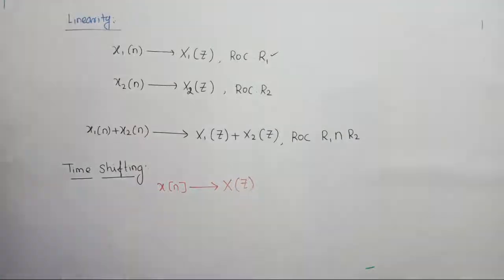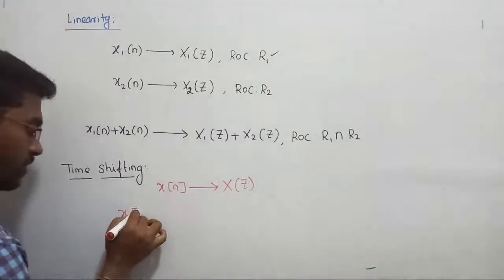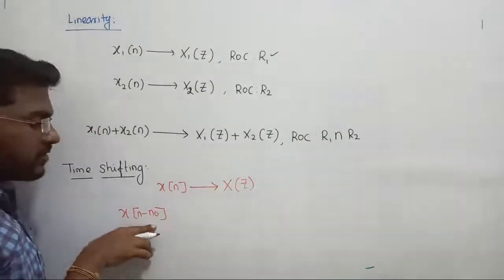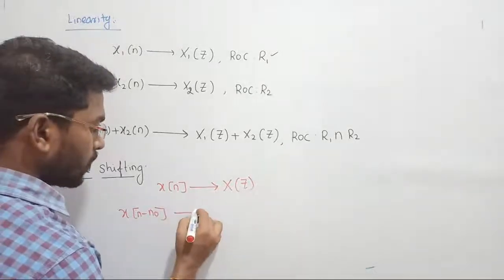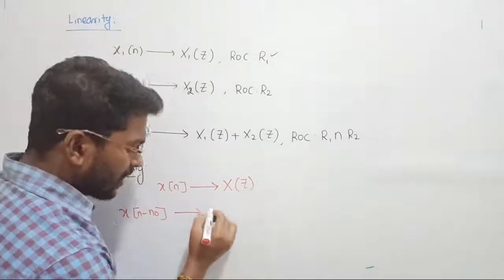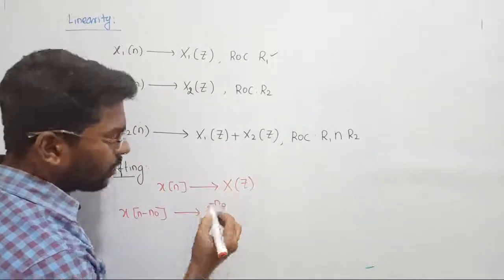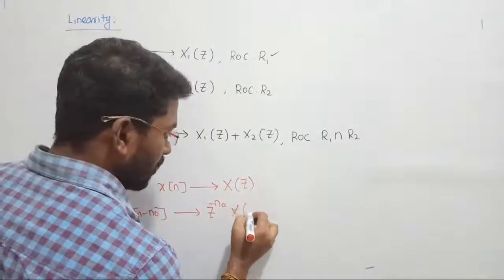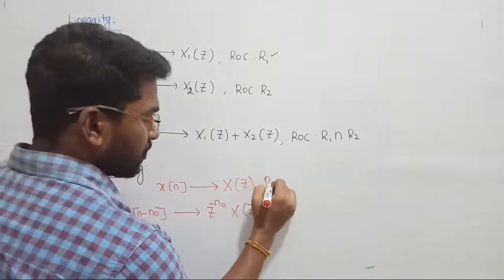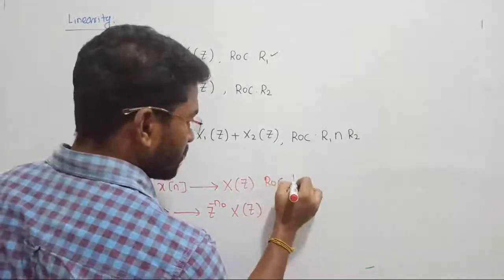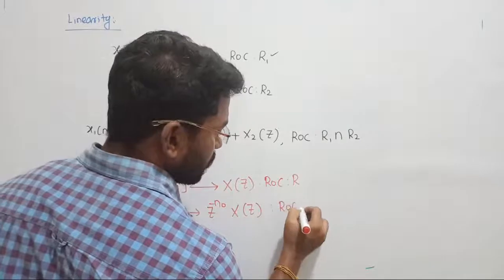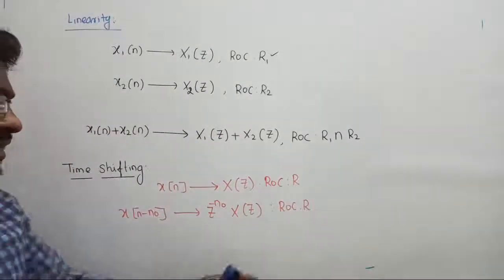Suppose in the time domain your signal is shifted by n naught. That signal has been shifted by an amount of n naught, such that the corresponding shifting is an exponential raising. Here we consider z naught, it will become z power minus n naught times X of z. For x of n, if the region of convergence ROC is R, then shifting does not change the ROC. Once again you get the same ROC. So the shifting property does not change the value of the ROC.